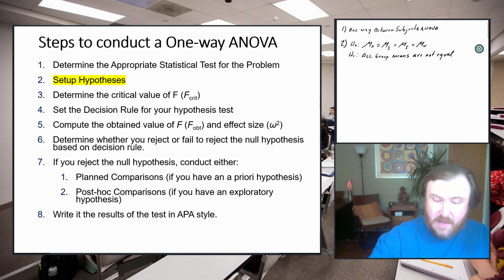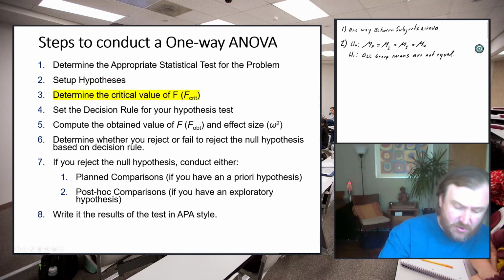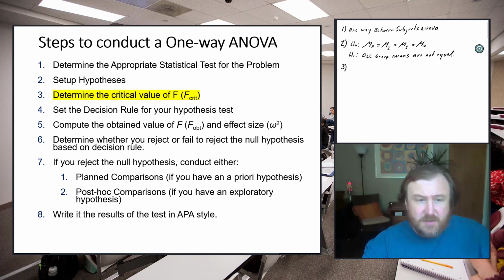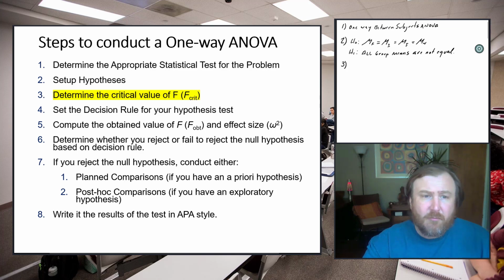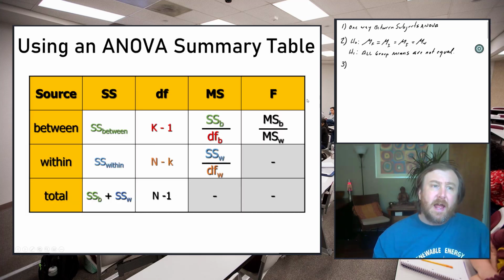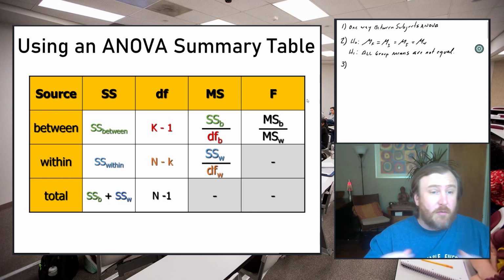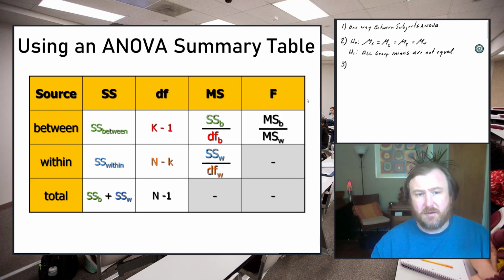Okay, and now we can move to the third step, which is determining the critical value of F. To determine the critical value of F, we must first know what our degrees of freedom are. And so we'll look at this ANOVA summary table. We'll be reviewing the ANOVA summary table over and over throughout this problem. It's a good way to organize the information that you compute.